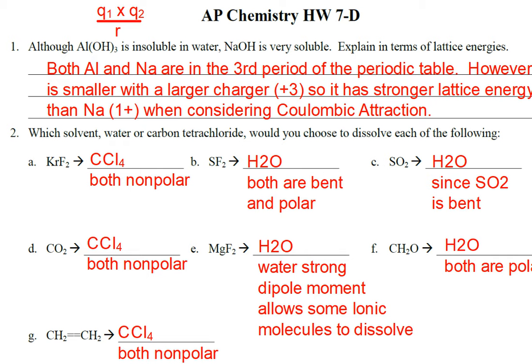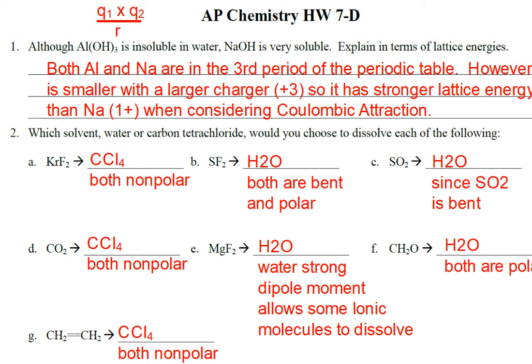It's going to be harder to break them apart. Thus, aluminum hydroxide is insoluble in water. Sodium hydroxide is soluble in water. It is more attracted to the water. All right. That was a long answer for number 1. Let's go to number 2.